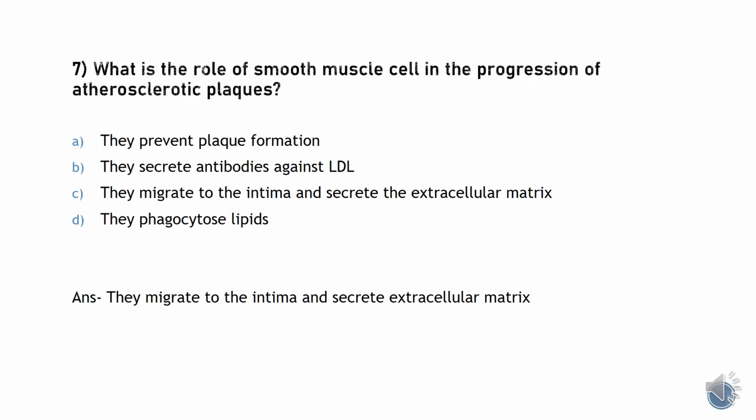Seventh question, what is the role of the smooth muscle cell in the progression of the atherosclerotic plaques? So the options are, first, they prevent the plaque formation. Second, they secrete the antibodies against LDL. Third, they migrate to the intima and secrete the extracellular matrix. Fourth, they phagocytize the lipids. So the answer will be they migrate to the intima and secrete the extracellular matrix. Why? Because the smooth muscle cells, they migrate from the media to the intima where they proliferate, and here they also secrete collagen and the matrix proteins, which contribute to the plaque stability and the growth.